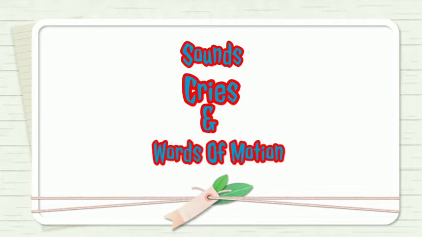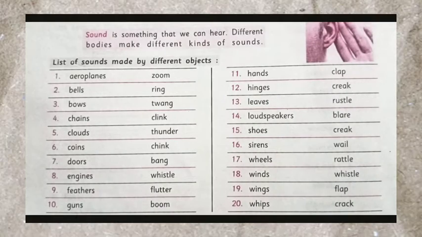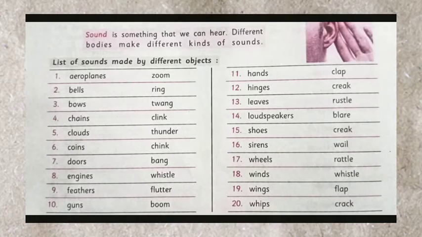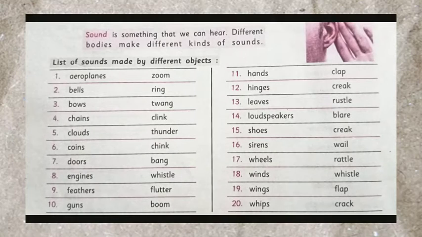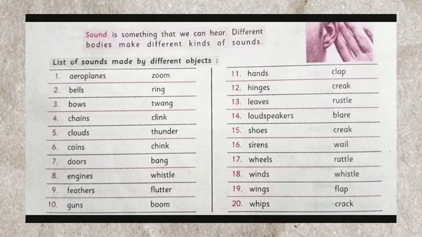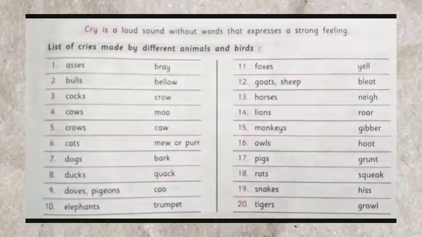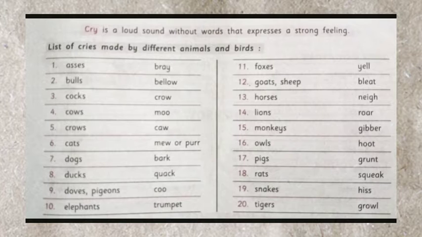Students, today we do chapters 17, 18 and 19. We start with chapter 17, and it is about sounds. Here we shall speak about sounds made by different objects. Guns boom, hands clap, hinges creak, leaves rustle, loudspeakers blare, shoes creak, winds whistle, wings flap. Learn these sounds, okay?